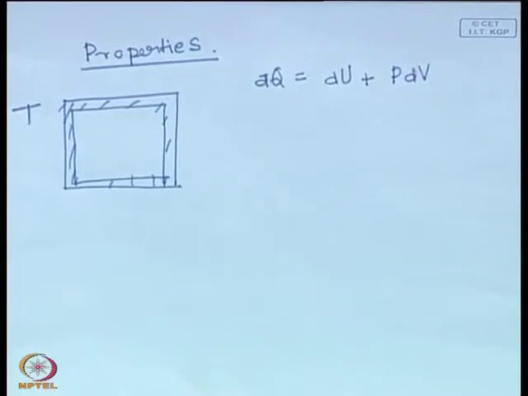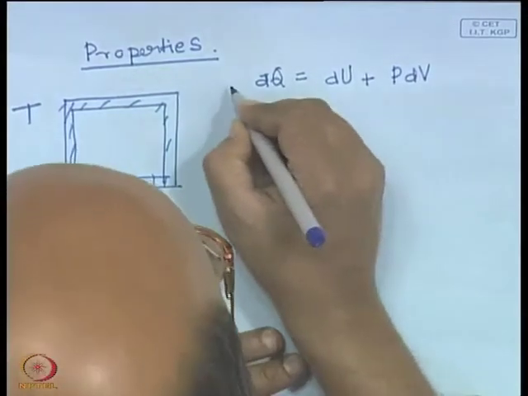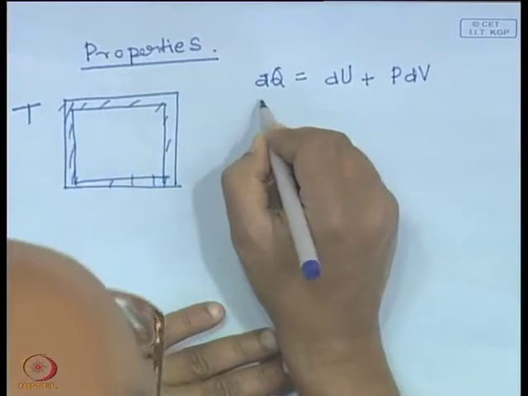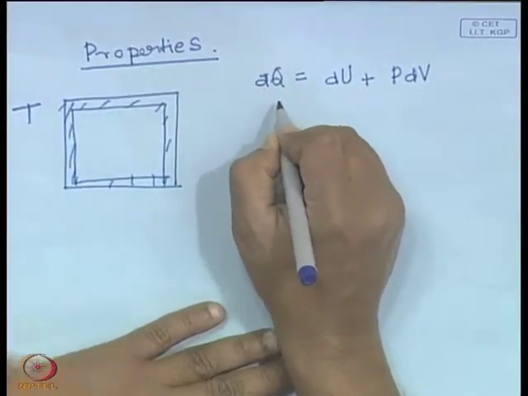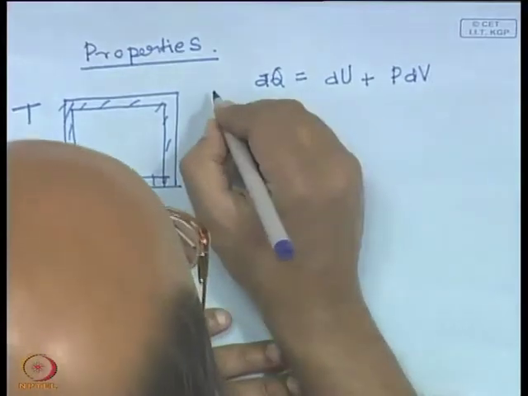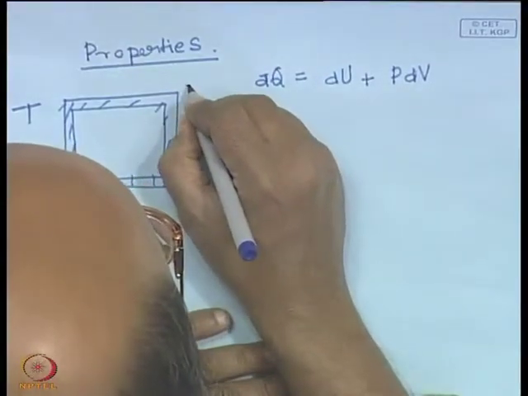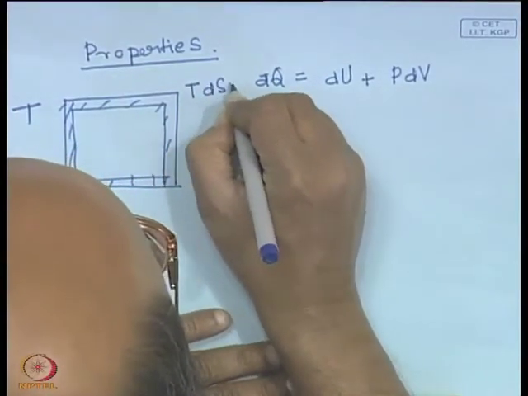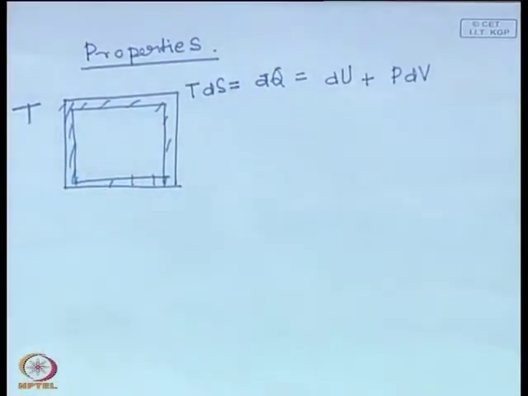Okay. And we know that this is not a perfect differential, but for the entropy, we can write this as T dS, and the entropy is a state function. Okay. So, we can write the first law in this way.